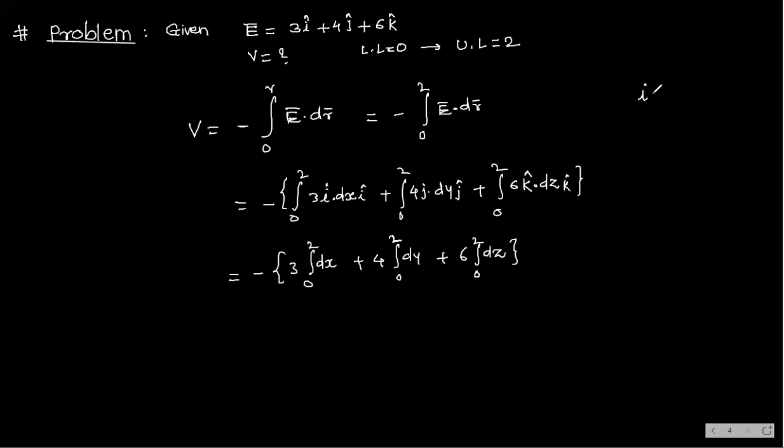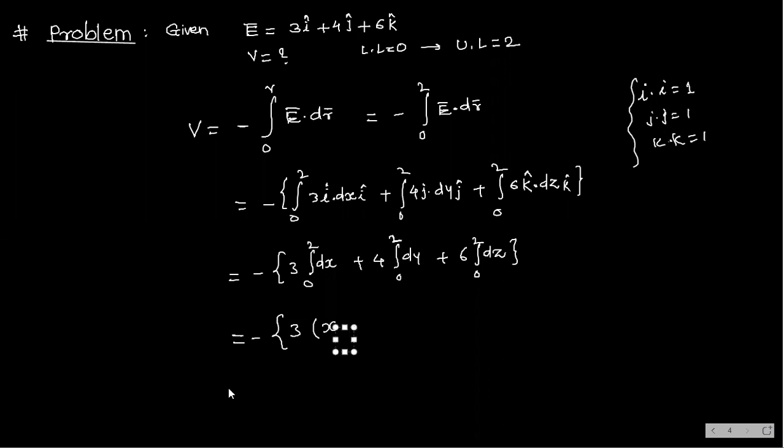What happened with this I dot I? I dot I is equal to 1, j dot j is equal to 1, k dot k is also equal to 1. You know this dot product? Understood, everyone? Please tell, understood or not? Minus, this is 3, integration of dx, how much? x, from 0 to 2.